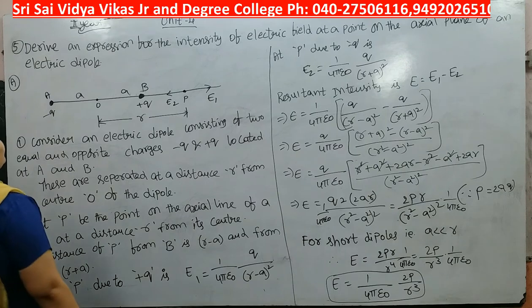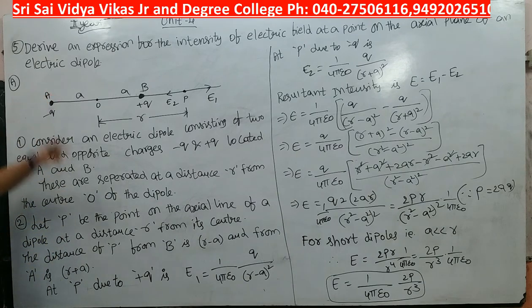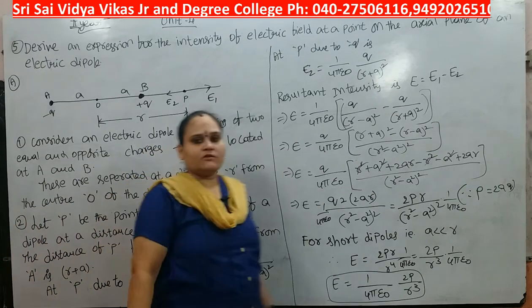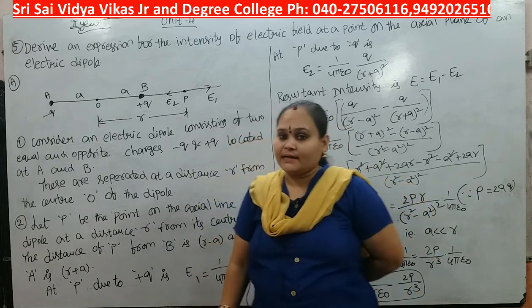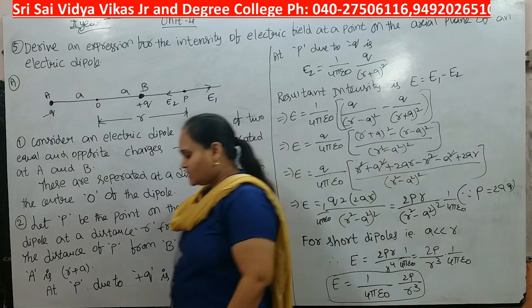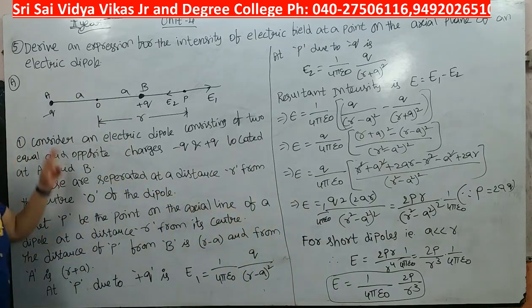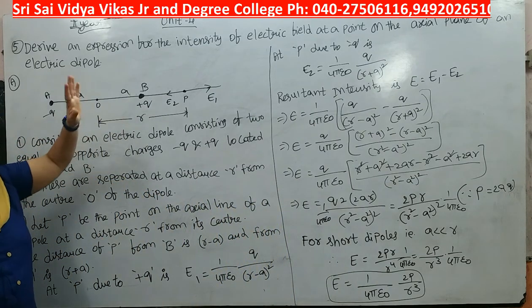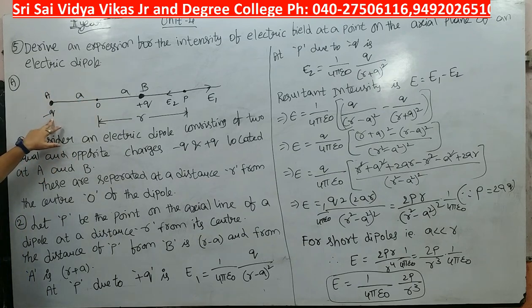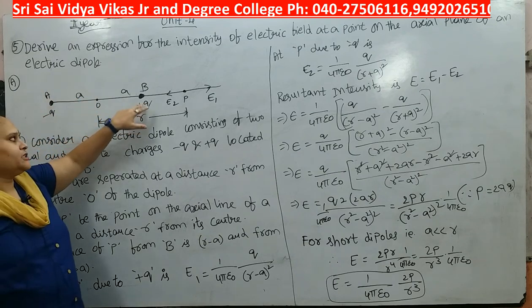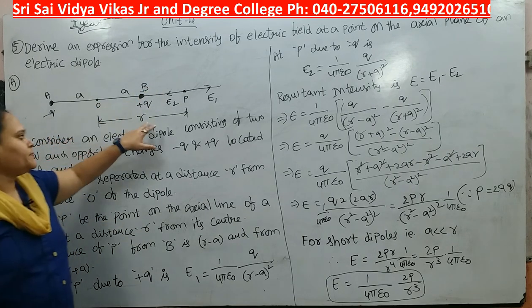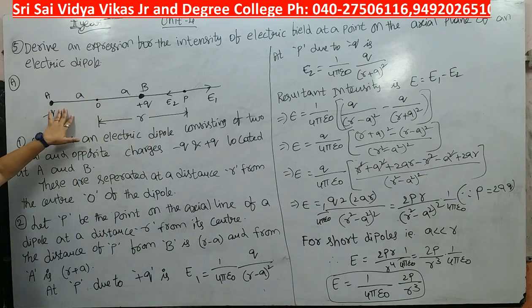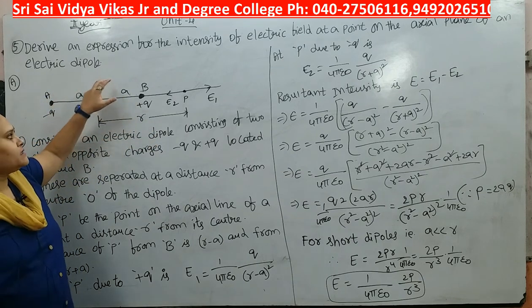And next, our topic is the intensity. Derive an expression for the intensity of an electric field at a point on the axial line of an electric dipole. This is also to find out the electric intensity of a dipole. Now, we consider the electric intensity of a dipole at an axial line. So, for this purpose, we are considering an electric dipole AB. The charge minus Q is placed at point A and plus Q is placed at point B. So, here OP, the distance between O and P is R and the distance from A to O is a and O to B is a also.